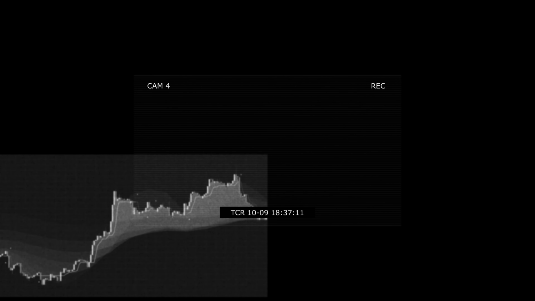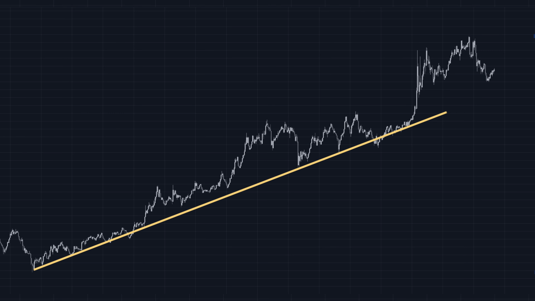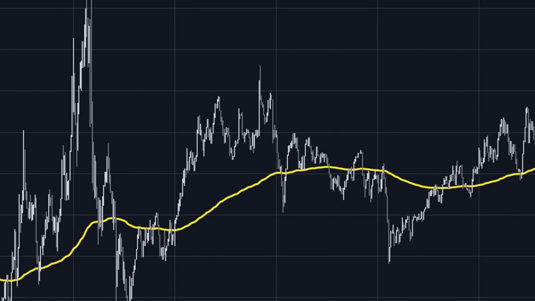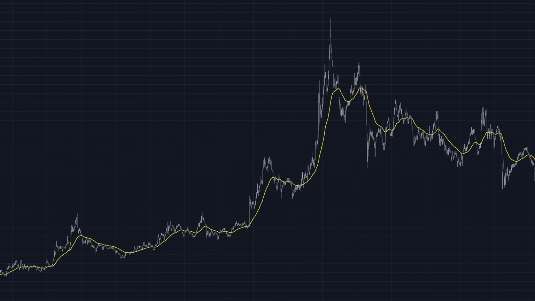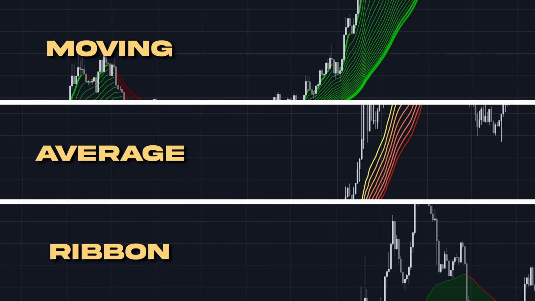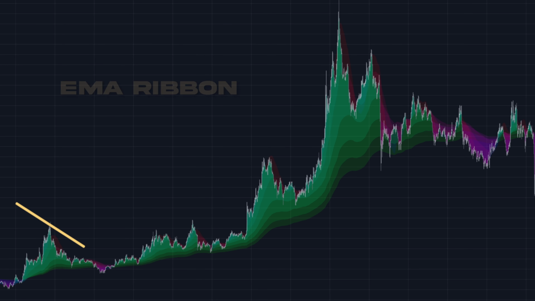Let me ask, what do you prefer to use as a trend filter? A moving average, trend line, or maybe some fancy indicator? And how do you deal with multiple price crossovers during a sideways market? For me, the answer is obvious. I use a ribbon instead of a single moving average, usually the EMA ribbon. The goal is to enter during a pullback at the most advantageous price.